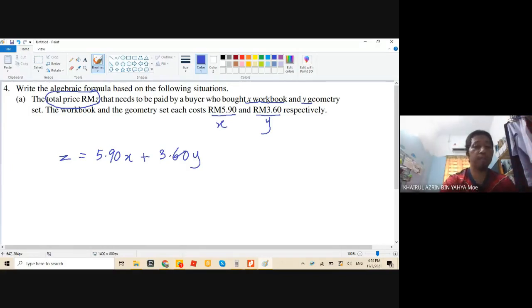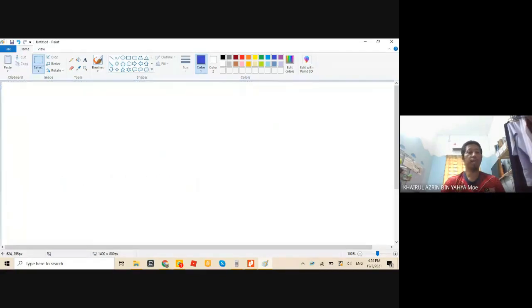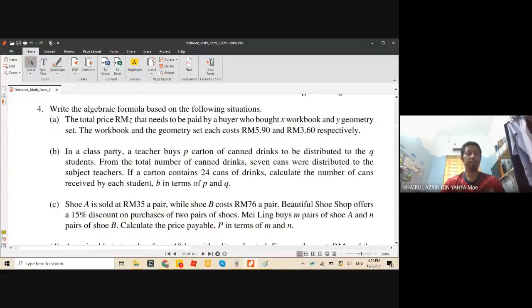Okay. If you want to simplify, we just write 5.9 X plus 3.6 Y. So that's the answer. Z equal to 5.9X plus 3.6Y. The 0, no need to write. Okay, so for this, very easy. Next, we go to question B. Let me copy this one.